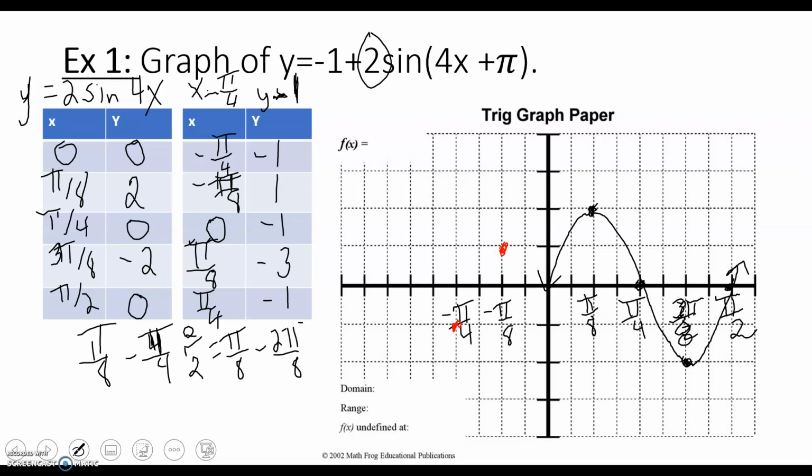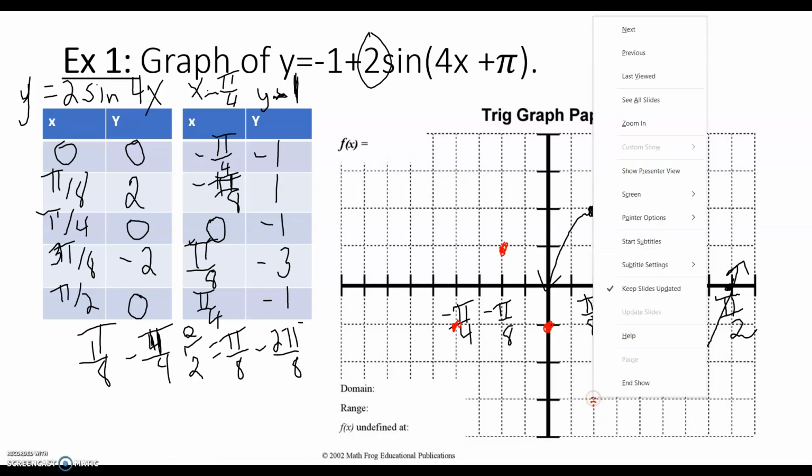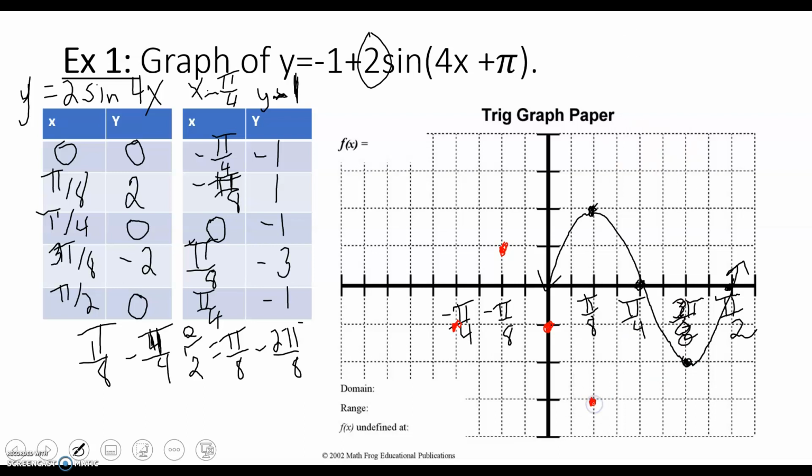At 0, we're at negative 1. At pi over 8, we're at negative 3, which is down here. That's negative 3, negative 2, negative 1. And then at pi over 4, we're at negative 1. And so now our graph looks like this. That would be the graph of our function, negative 1 plus 2 sine of 4x plus pi.